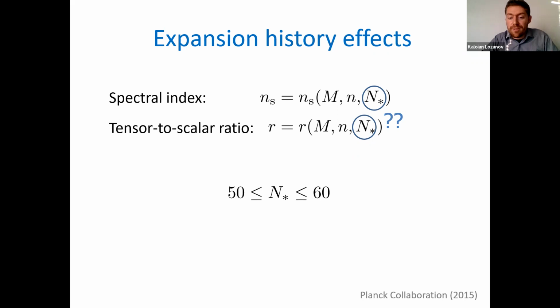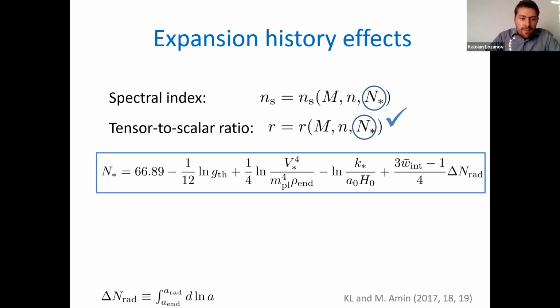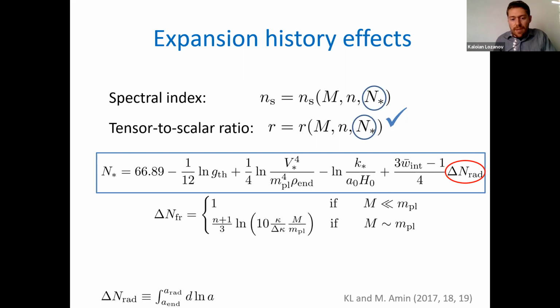And based on our analysis, the uncertainties in N star can be reduced significantly. Let's see how this happens. Here's the full expression used to calculate N star. Only the last term depends on the expansion history of reheating. Our analysis allows us to calculate delta N radiation, the number of e-folds of expansion between the end of inflation and radiation domination. We know from our analysis how long it takes for an isolated inflaton to fragment and reach radiation domination. Here's the expression. Now, if we allow for couplings of the inflaton to additional light fields, delta N radiation can only be reduced. Hence, this expression should be taken as an upper bound on delta N radiation.